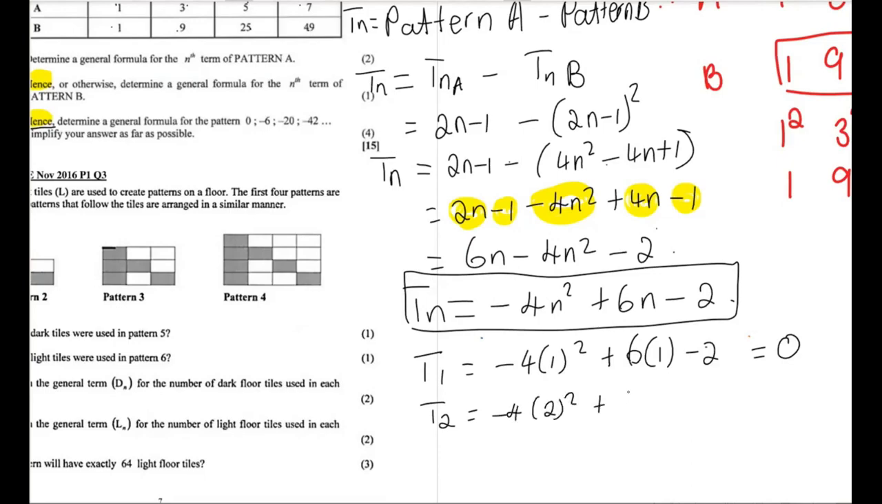Try T2, right? Put a 2. Thank you, Sona. What are we getting if we put a 2 there? Right, negative 6. So do you see that this is correct? If you continue, you also get minus 20, minus 42.